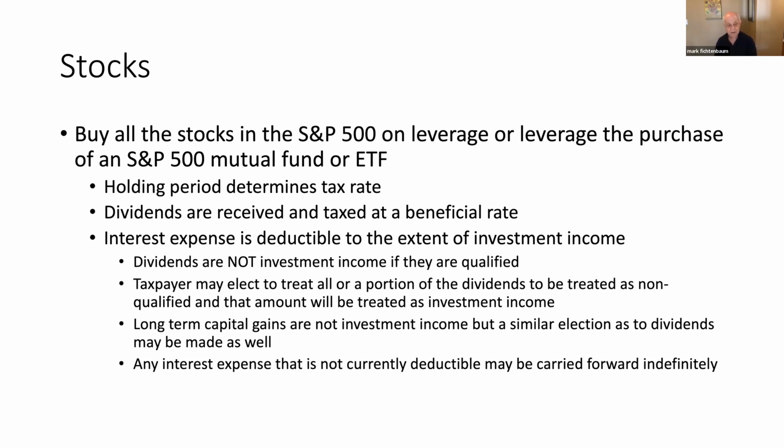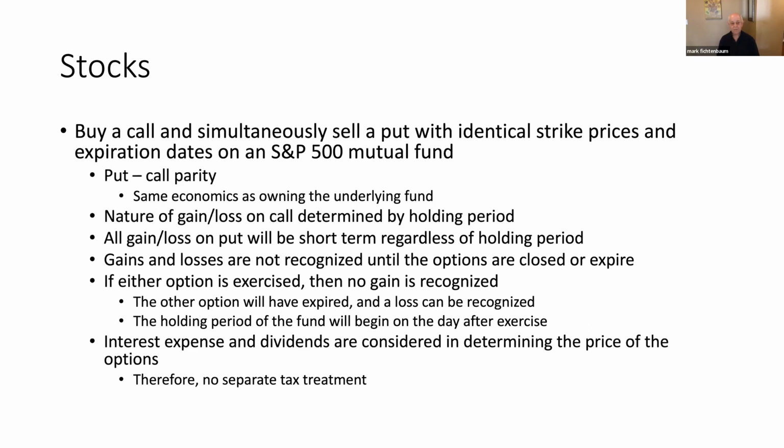Now, what else can we do? We could buy a call and simultaneously sell a put with identical strike prices and expiration dates on an S&P 500 mutual fund. We're going right back to put call parity now. And so now when we own the call and sell a put on an S&P 500 mutual fund, it's as though we economically own the S&P 500 mutual fund, which means we economically own the S&P 500.